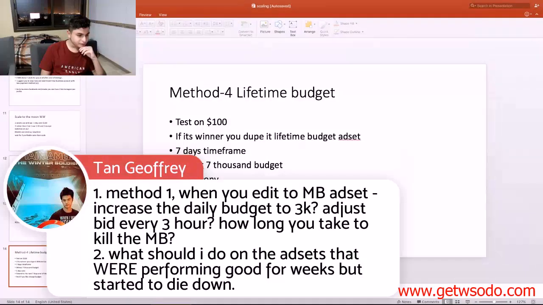Method one: when you edit to manual bidding ads, it increases the daily budget to 3K. To 3K, I just bid every 3 hours. How long do you take to kill manual bidding?